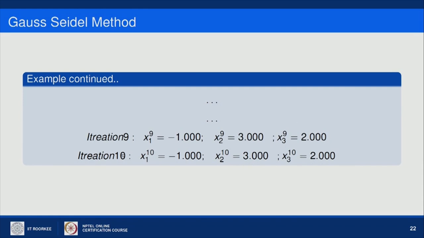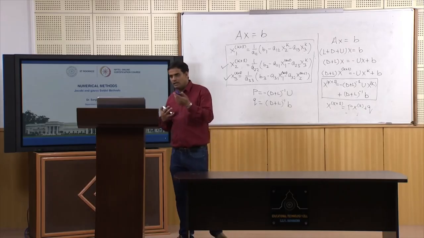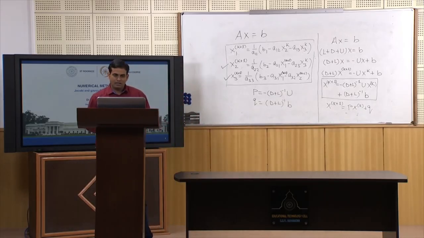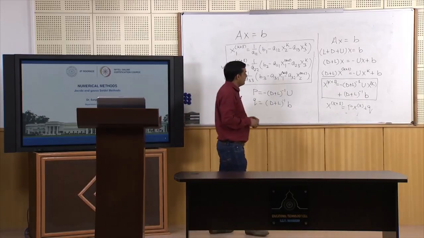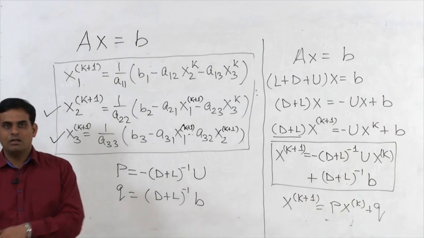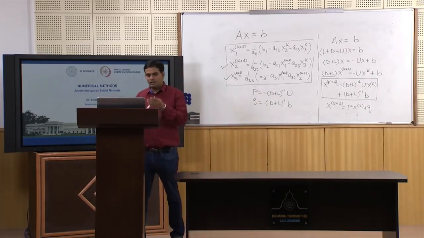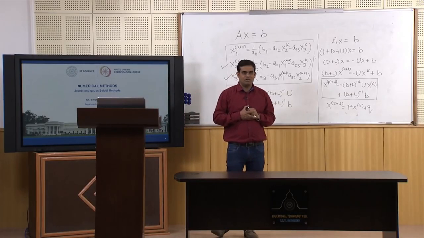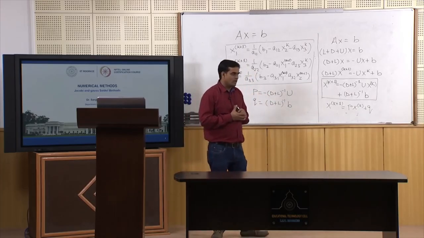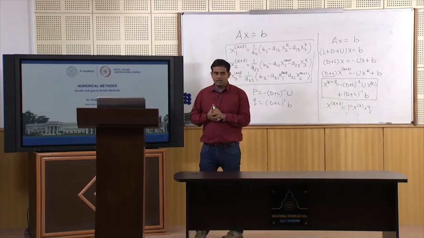Hence my iterative scheme converges in 10 iterations itself, while the Jacobi method was taking 45 iterations. Here in the Gauss Seidel method, it converges in 10 iterations. Hence, the claim which we made, that by using these two updates the Gauss Seidel method will be faster than the Jacobi method, is verified by this example. In this lecture, we discussed two iterative schemes for solving linear systems of equations, and we have seen that the latter one is quite faster than the earlier one.